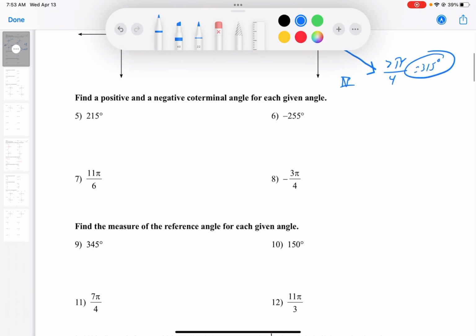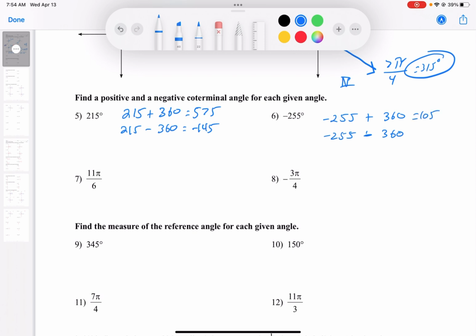Find a positive and negative coterminal angle. To find a positive coterminal angle, add 360. So 215 plus 360 is 575. Subtract 360 to get your negative one: 215 minus 360 is negative 145. For negative 255, again we add 360 and subtract 360. If we add 360, we get 105. If we subtract 360, we get negative 615. Remember, coterminal means they have the same angle measure.